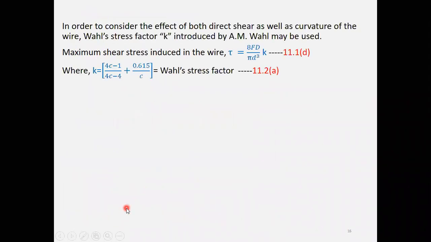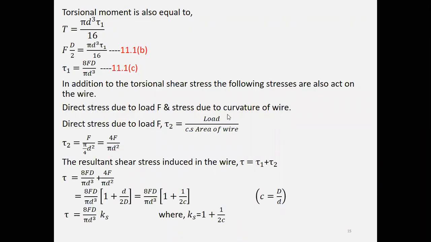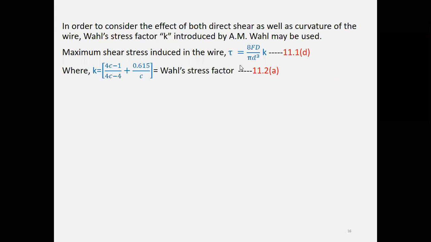Whereas, in order to consider, here you can see that the direct shear stress is due to the load. You have taken the resultant shear stress, but you haven't considered the stresses due to the curvature of the wire. You need to consider that also. For that reason, A.M. Wahl, to consider the effect of both direct shear as well as the curvature of the wire, has introduced the Wahl's stress factor. Whatever this K is, it is called Wahl's stress factor.